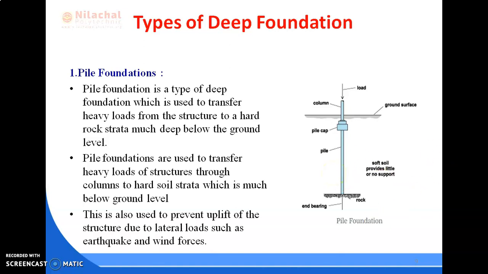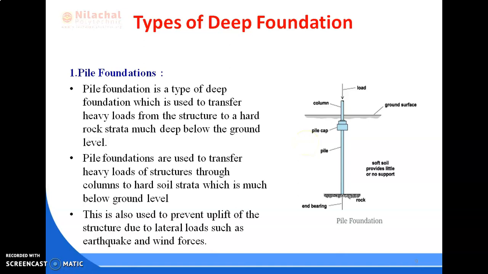Pile foundations are used to transfer heavy loads of structures through columns to hard soil strata, which is much below ground level. In that case, we provide this deep foundation as shown in the figure. See, this is the ground surface, this is the pile, and this is the rock strata, end bearing. Up to that depth we have to construct this type of foundation.